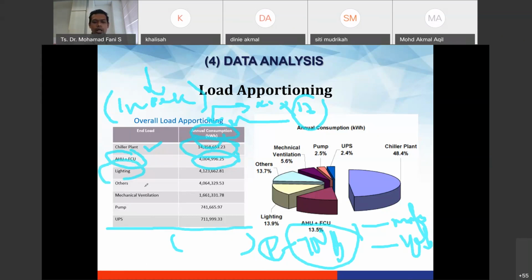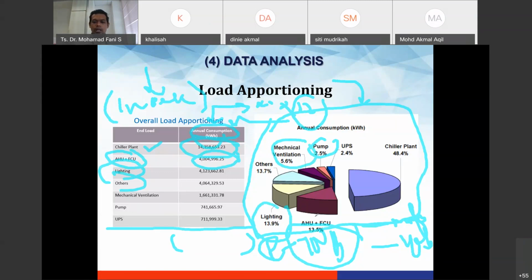So lighting, others, mechanical ventilation, this one we call the load opportunity. What's the percentage for the chiller plant, the pumping system, ventilation system, lighting system, AHU system? The load opportunity is important to present in the energy audit report later on. From here, we can know what's the biggest consumer in this building.